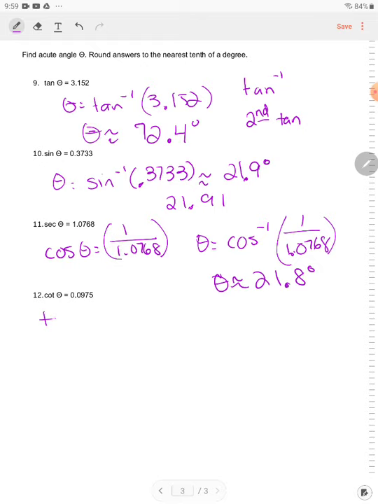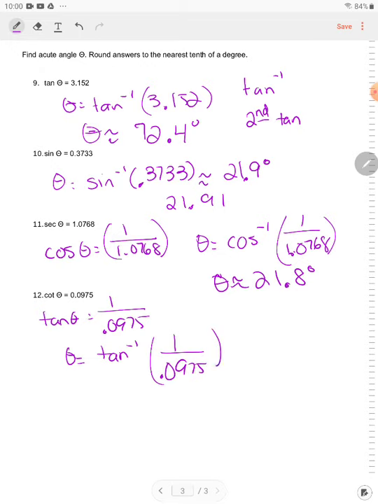Okay, cotangent, that's tangent of theta, is 1 divided by 0.0975. So theta is equal to tangent inverse of 1 divided by 0.0975. So that's 84.4 degrees.